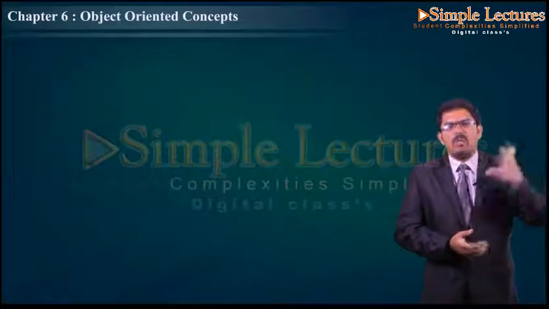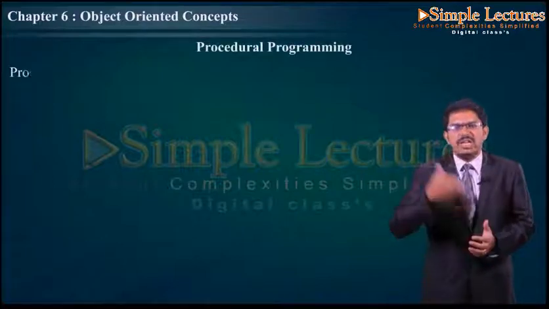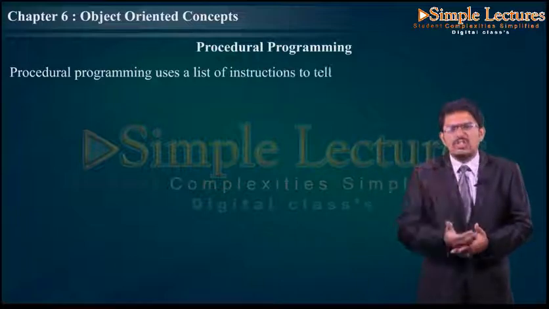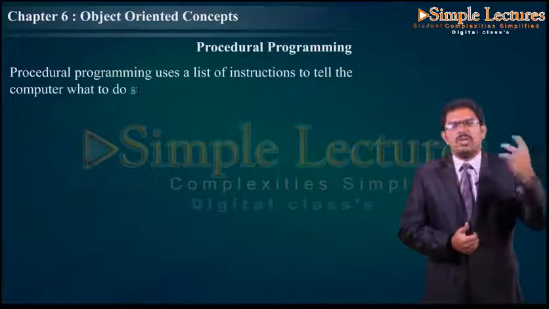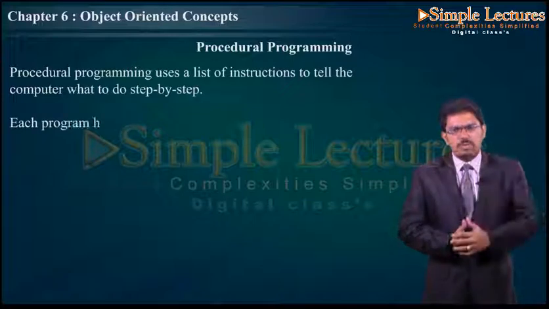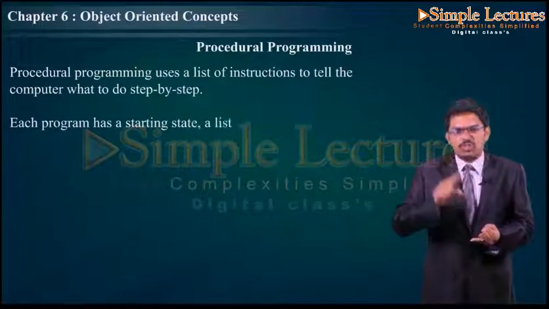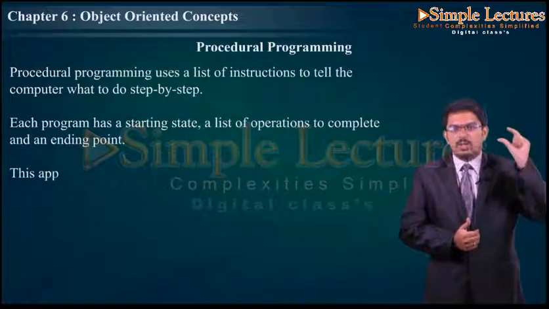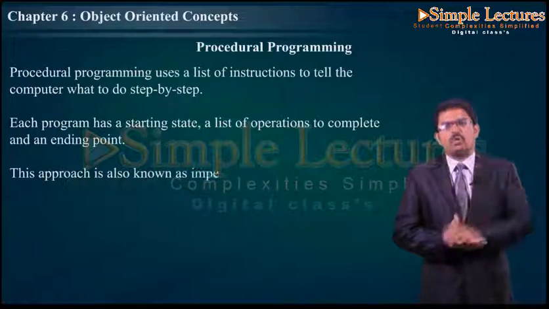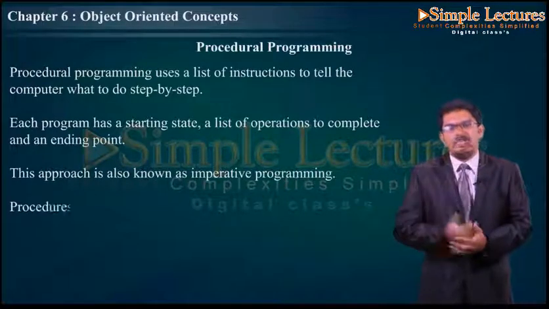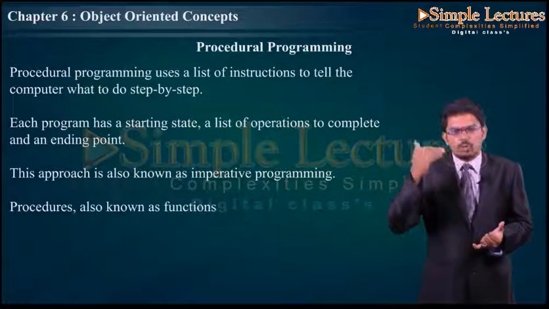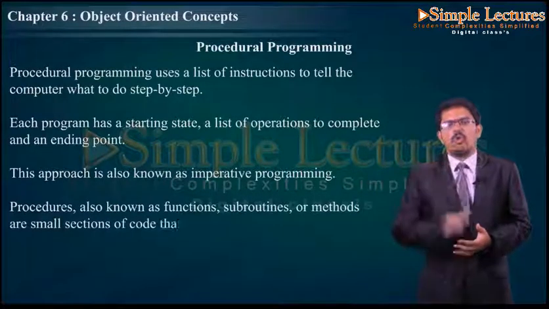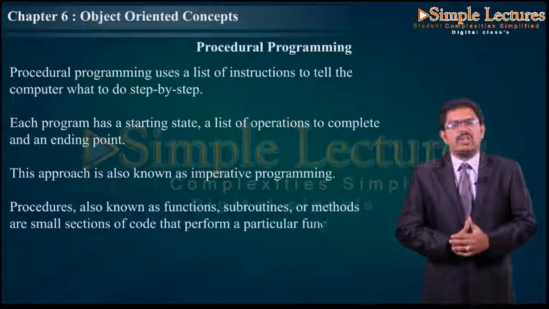Now, let's see about procedural programming. It's a technique which consists of instructions and how the instructions can be executed step by step. Each program has a starting state which consists of a list of operations to be completed and an ending point. This approach is also called imperative programming. The procedures, functions and subroutines, which consist of small programs, are together called functions.